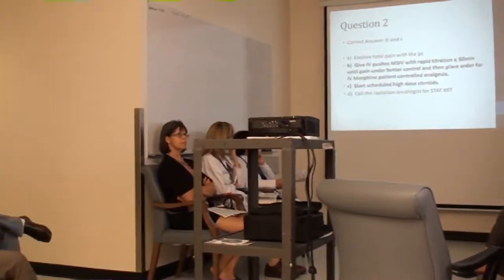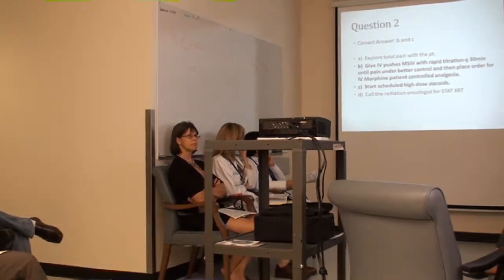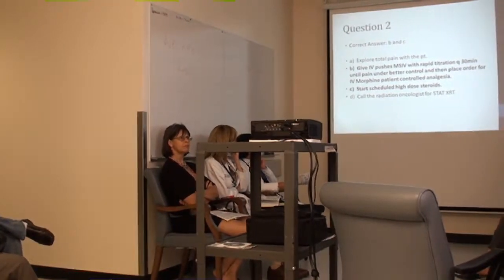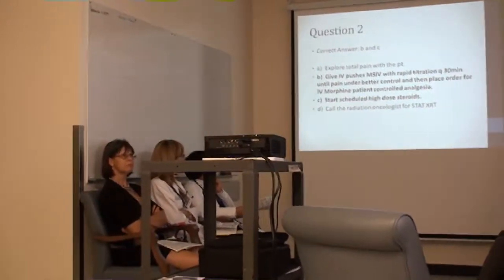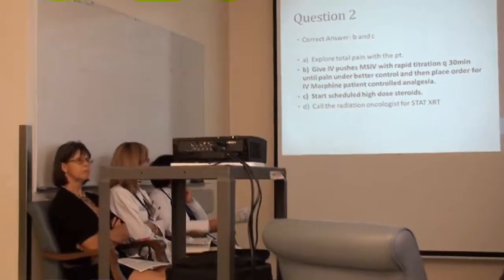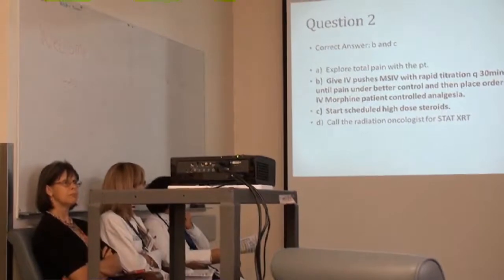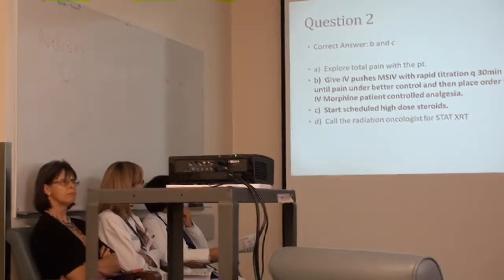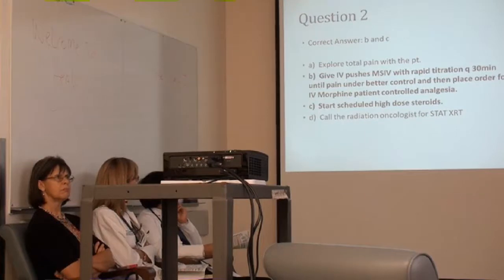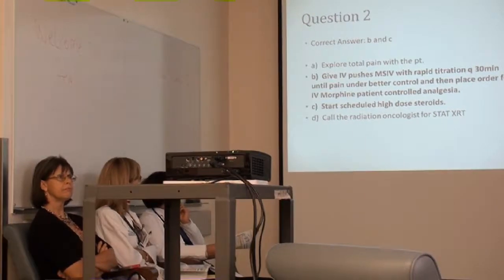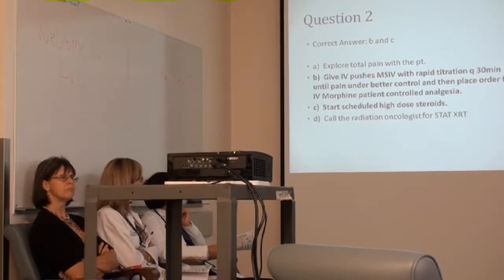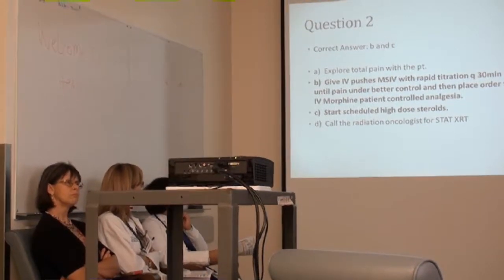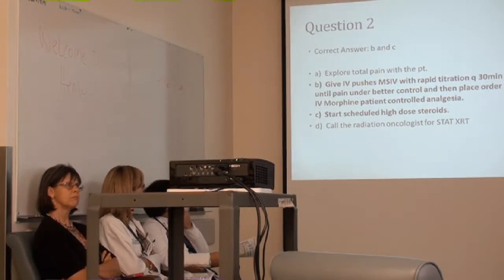D could be in there as well, but the reason I say D is not there is because first you're going to do these other things, and you will get XRT because you have worries. You're starting the steroids because you're worried that there could be spinal cord compression from a metastatic lesion. But you're really going to do these things first. You're going to order pain meds, and then you can go and talk to XRT and set all of that up. But before you call them, you want to have her on the steroids.